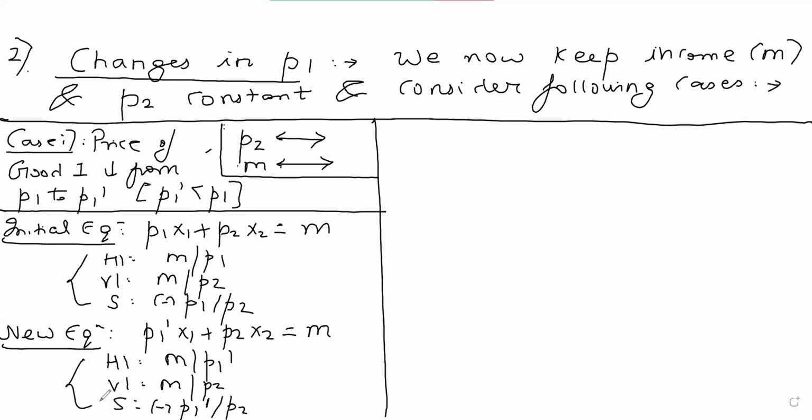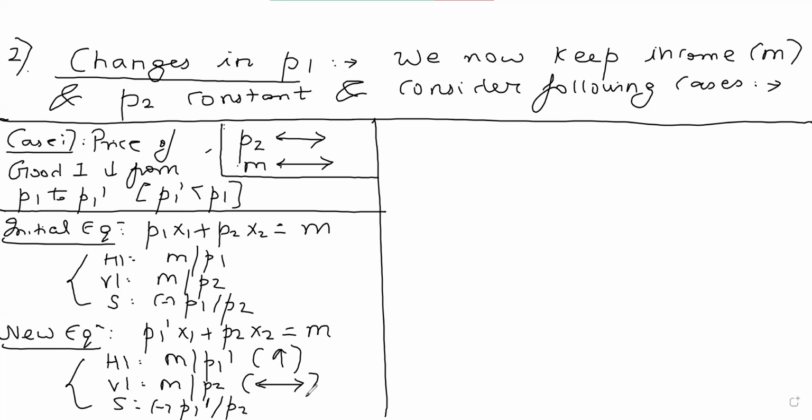You can look at the horizontal intercept. The numerator is the same. Denominator has gone down. So the whole thing has gone up. If you compare the horizontal intercepts for the same numerator, denominator now has gone down. When denominator goes down, the whole fraction goes up. Vertical intercept, students can compare and see it's unchanged. It was M by P2 before, now also it's M by P2.